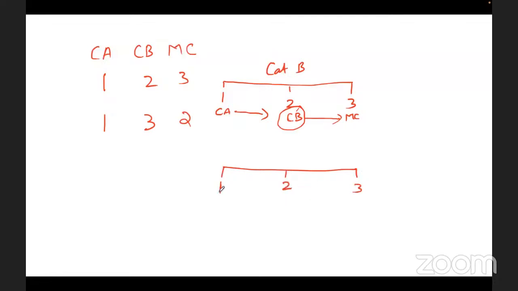So let's write the coordinates. Here, 1 is cat A. Here, cat B is at 3, right? So cat B and mouse C. Okay. So cat A will move to mouse C. At the same time, cat B will also move to mouse C. Now, who will win? Mouse.